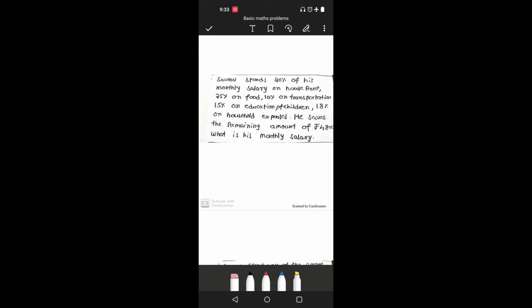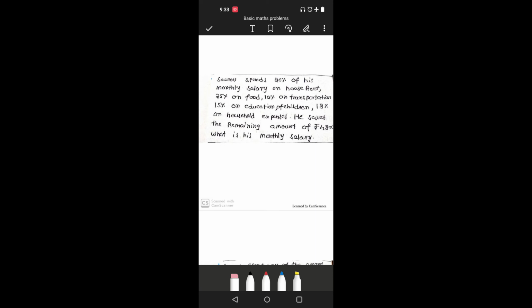Question number 1. Saurav spends 20% of his monthly salary on house rent, 25% on food, 10% on transportation, 15% on education of the children, 18% on household expenses. He saves the remaining amount of 4,800. What is his monthly salary?